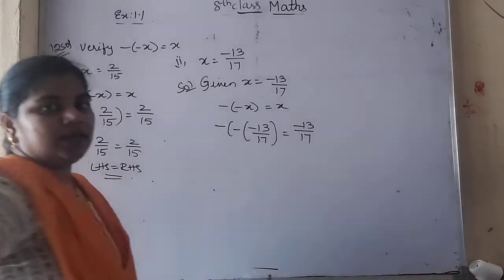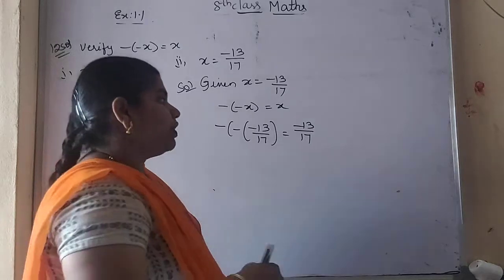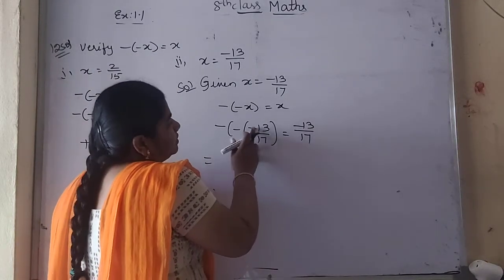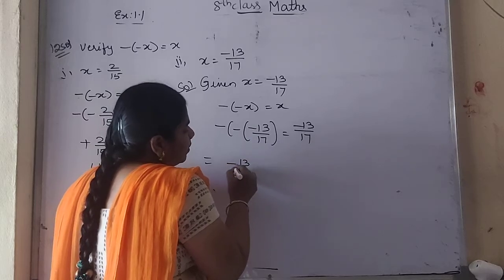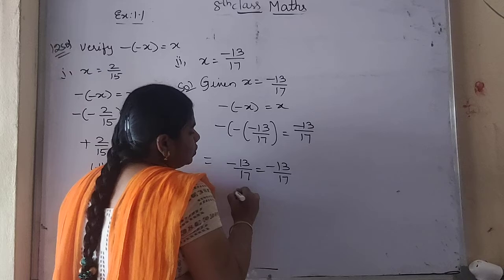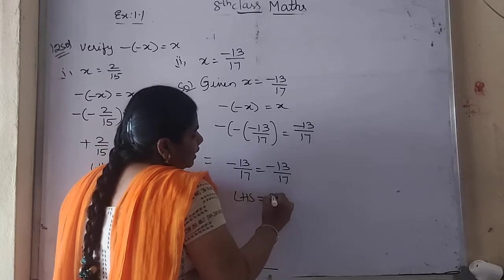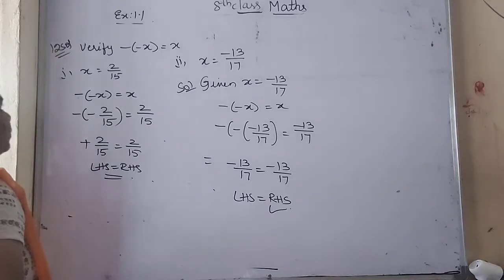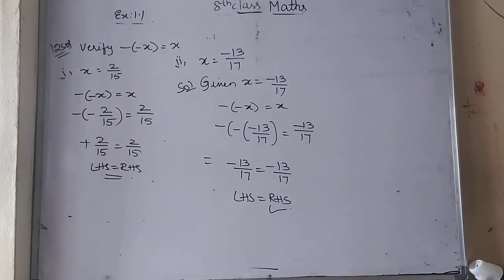So whether you will get the LHS and RHS equal or not, we have to check. So here minus into minus will be plus. Plus into minus will be minus 13 by 17. And here you are having minus 13 by 17. So in this case also LHS and RHS values are equal. So this is our second one. So with this 12th solution is completed. Next is the last bit in this.